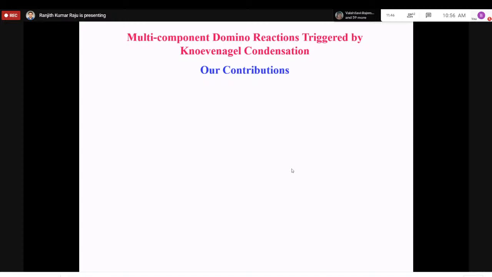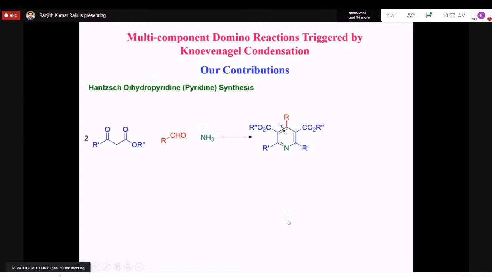Now we'll discuss what we have contributed in this area, in this type of research. We chose to synthesize pyridine derivatives by modifying the Hantzsch dihydropyridine synthesis. So we know that the Hantzsch dihydropyridine synthesis involves four components: 2 moles of diketone, an aldehyde, and an amine.